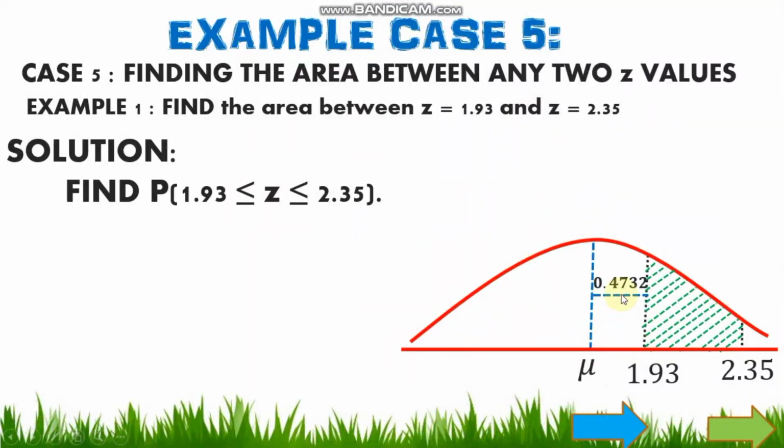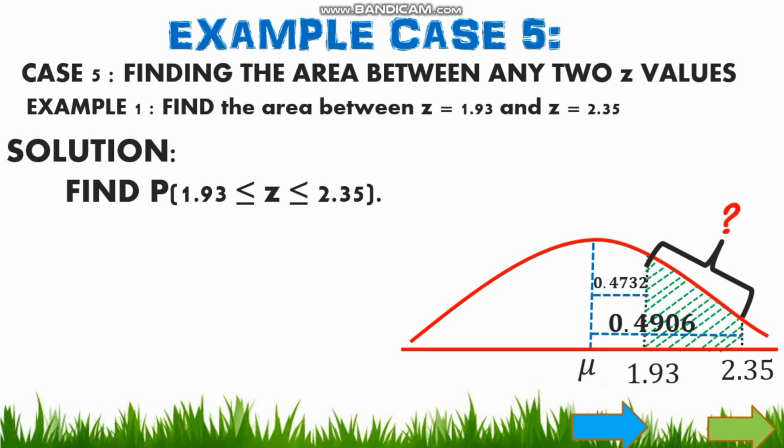Let's go back to our figure. So, 0.4732 for 1.93. And from the mean going to 2.35, the area is 0.4906. The only area we are getting is the shaded portion, this shaded green portion, which I put a bracket around. That is the area we are looking for.